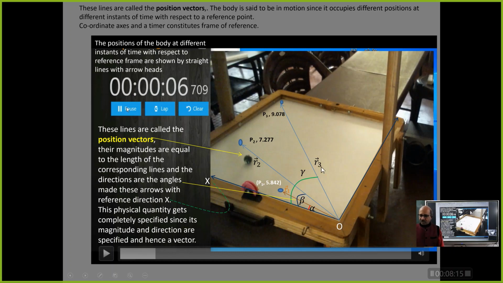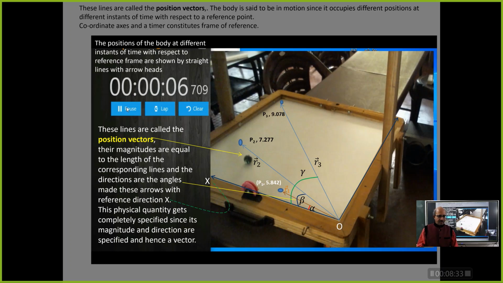So now with the two pieces of information, that it is at this distance from this point, and it is making an angle alpha with respect to the reference, I can precisely locate the position. Therefore this line with the arrowhead is called a position vector, since it is locating the position of the body. Have I made myself clear?